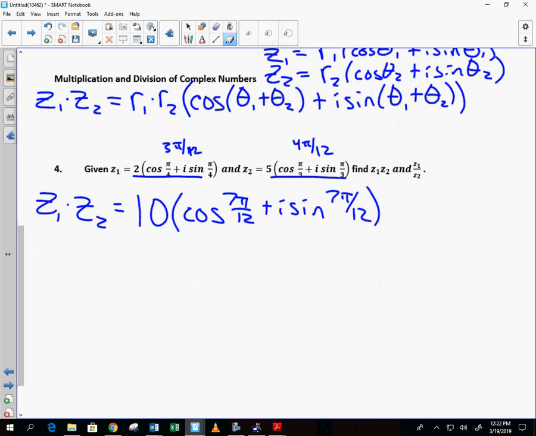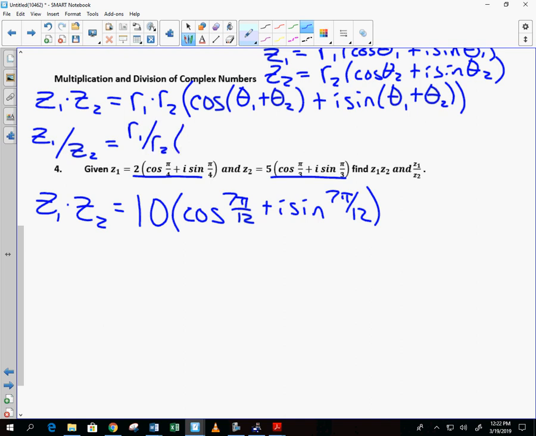All right. Now we have to learn the next step, which is what happens if we divide them. So if we take z sub 1 divided by z sub 2, anybody want to guess what you do to the r values? Divide them. What do you think I do to the theta values? I subtract them, just like Logan said.